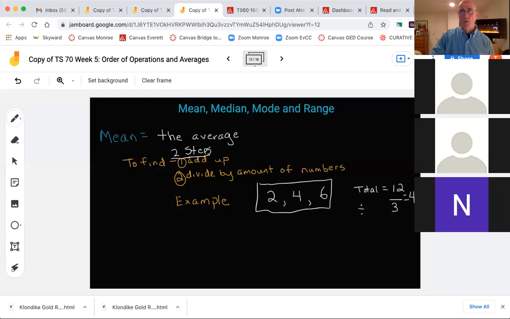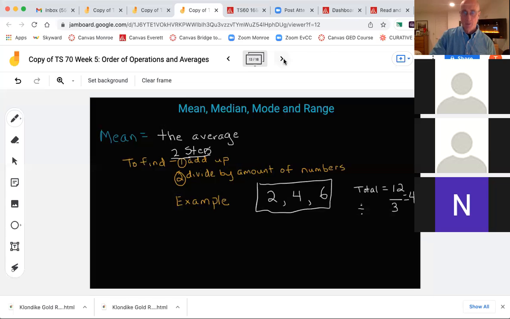You'll notice that 4 is not even listed in the list of numbers. So the mean, or average, is not necessarily one of the numbers. It's the one that is the average of all of them. That's how you find the average, the mean.